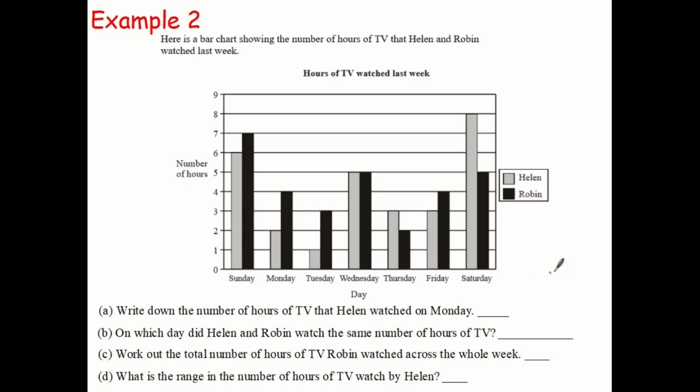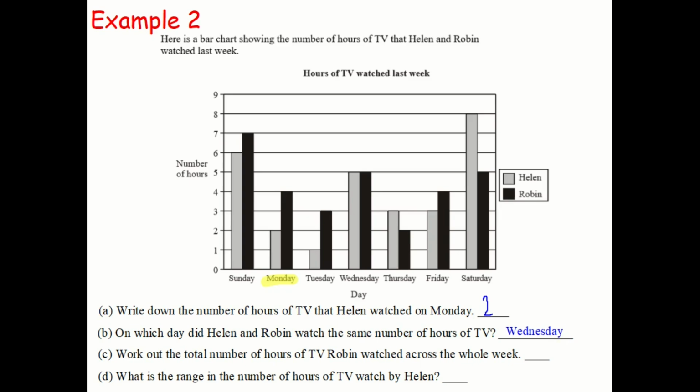Okay, so part A says, write down the number of hours of TV that Helen watched on Monday. So I'm going to find Monday here, and I'm going to look for Helen, which is the grey bar, and she watched 2 hours of TV. B says, on which day did Helen and Robin watch the same number of hours of TV? So I'm looking for bars of the same height. Here I can spot bars of the same height, and that is a Wednesday.